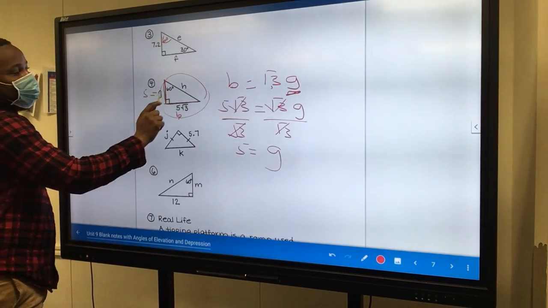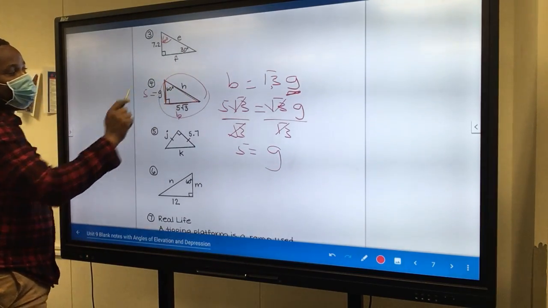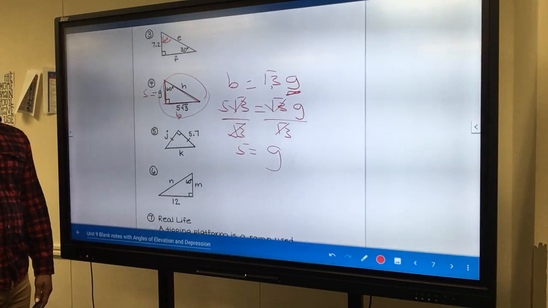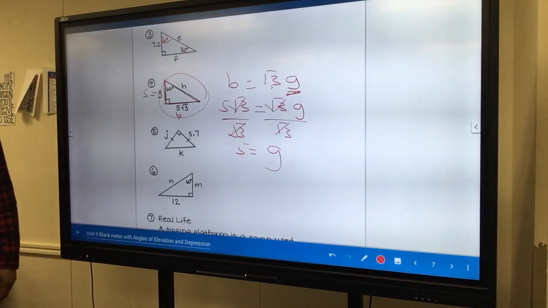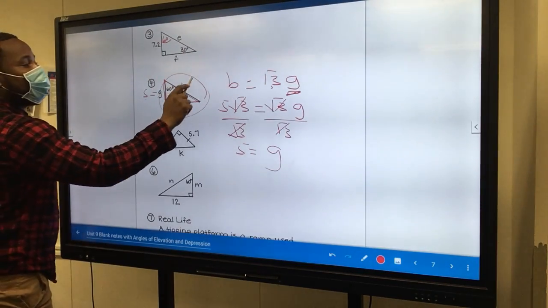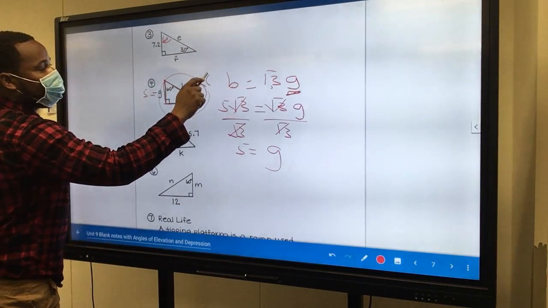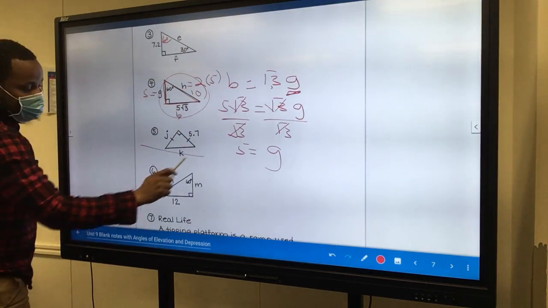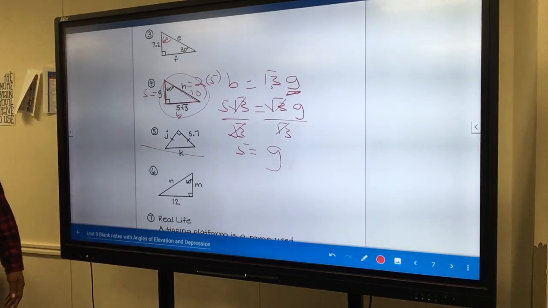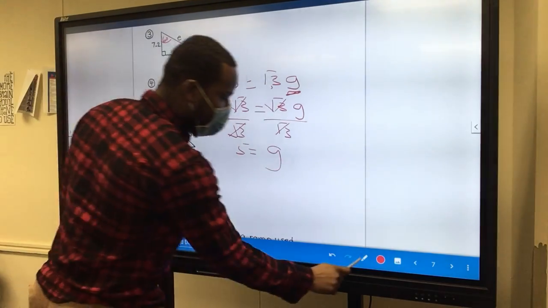Now what is the relationship between the hypotenuse and the shorter side? G times 2. Okay? And what is our G here? 5. So this will be 2 times what? 5, which is 10. Now I'm going to solve this question, and this will be your daily grade. Okay?